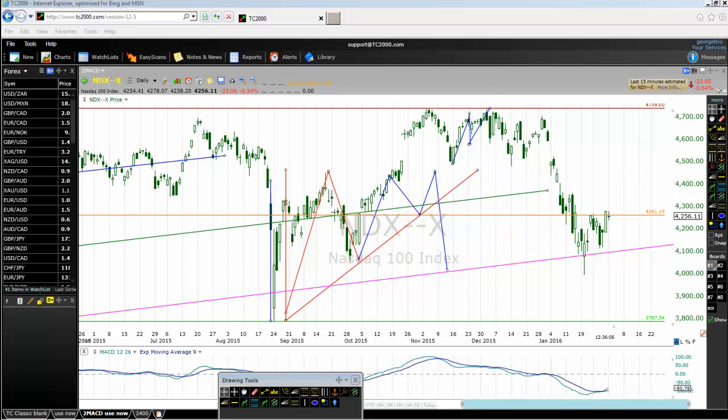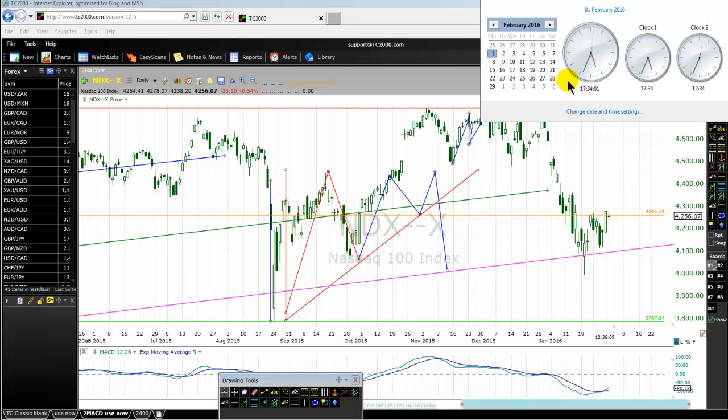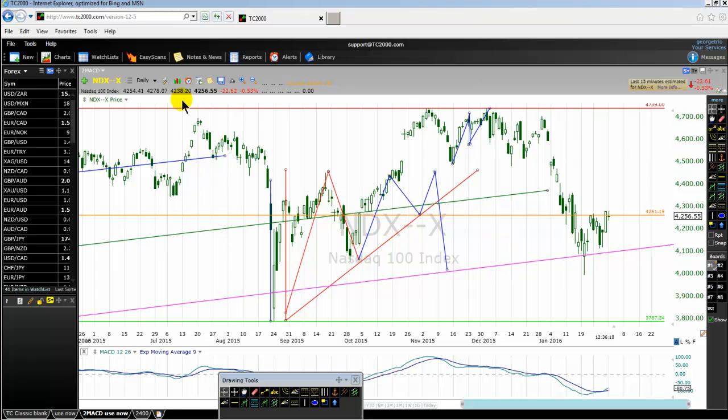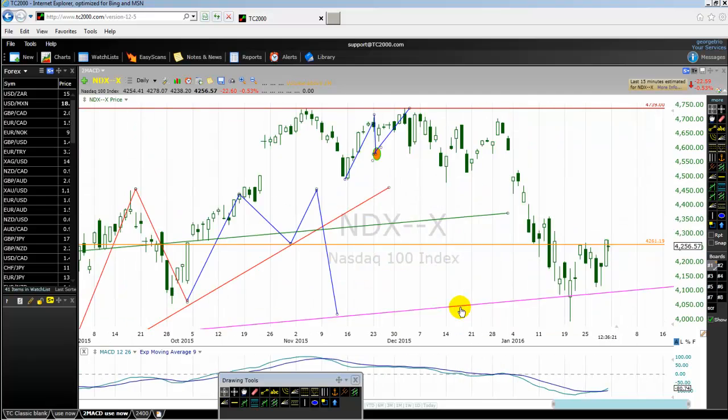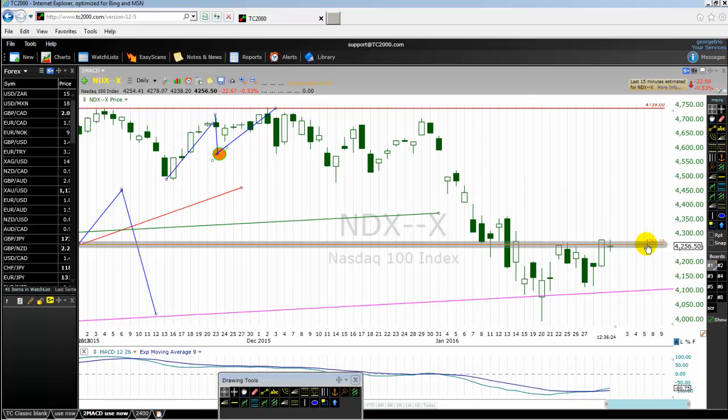Today is the 1st of February 2016, and the time in London is 34 minutes past 5 p.m. We are now on the daily chart of the NASDAQ 100 index, and you can see that the price is somewhere near the orange line here. What is this orange line? Pay attention to the orange line.